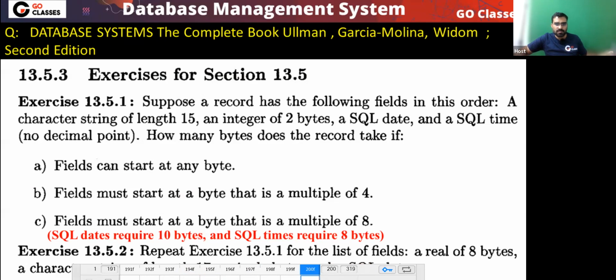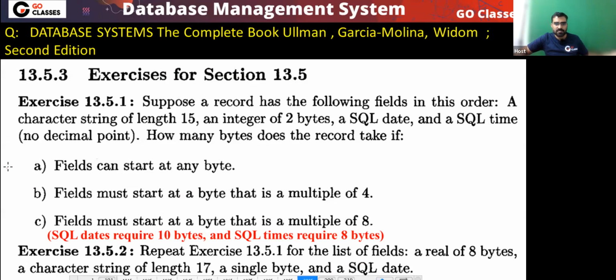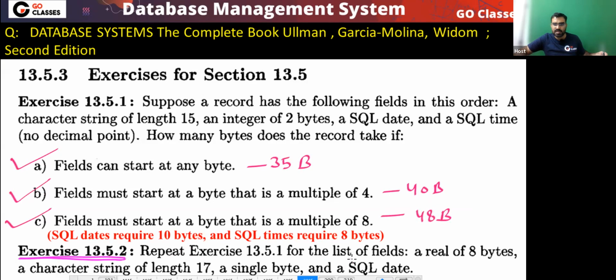The same question. Repeat the same exercise. See, this we have done. We got 35 bytes here, 40 bytes here, 48 bytes here. These questions we have done. Now the next question is this. Repeat the same exercise, exact same exercise, review, repeat.